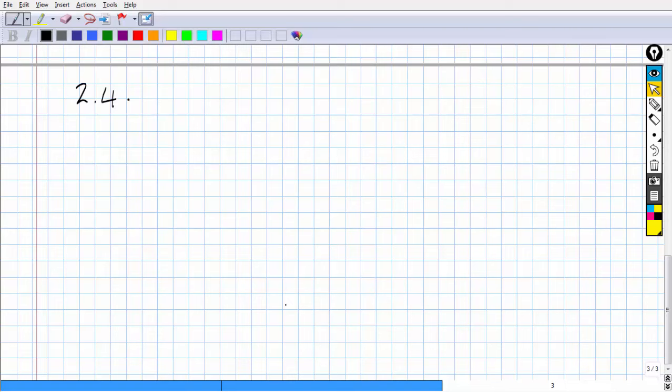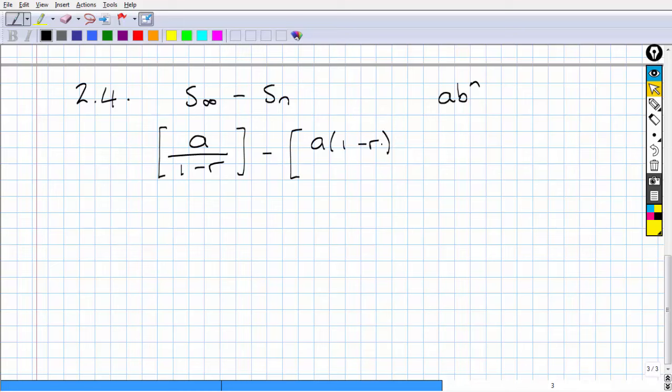Well, we start by first writing it down, and we say, well, sum to infinity minus Sn, that's what they're asking. And they want it in the form of a b to the power of n, where Sn is the sum of the first n terms and S infinity is obviously the sum to infinity. So where do we even start? Well, I suggest you start by writing down the general formula. What is the general formula for sum to infinity? Well, it's a divided by 1 minus r, and the general formula for Sn is a times 1 minus r to the power of n, divided by 1 minus r.